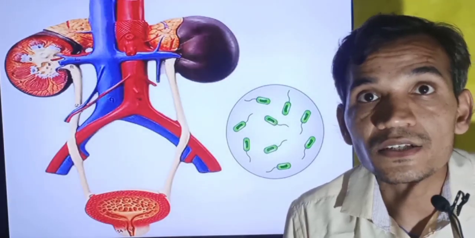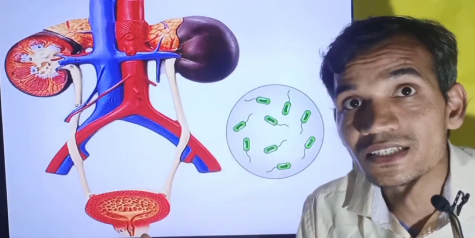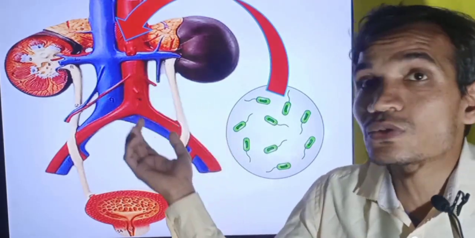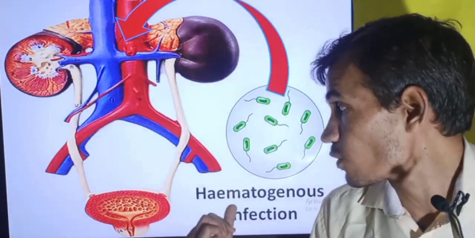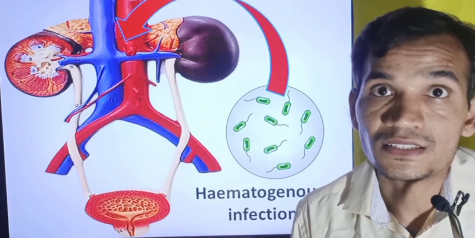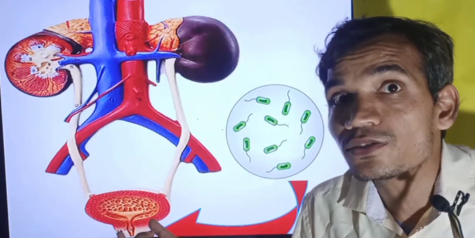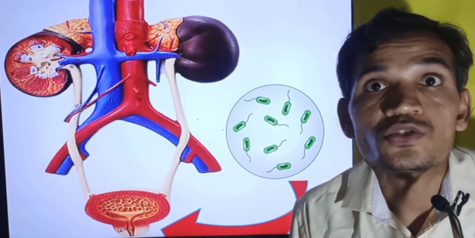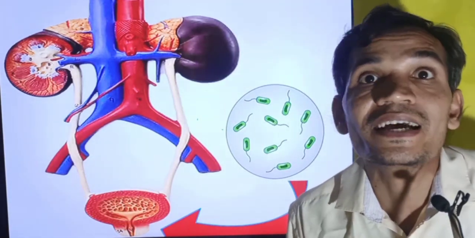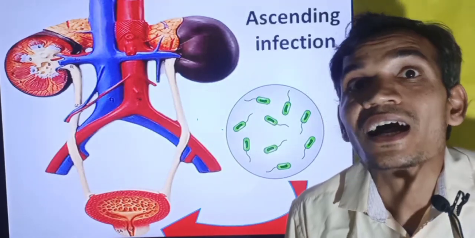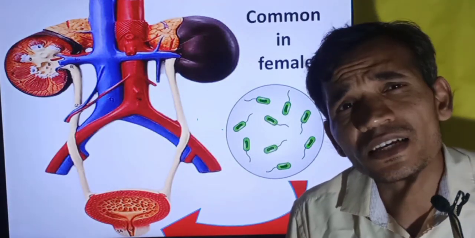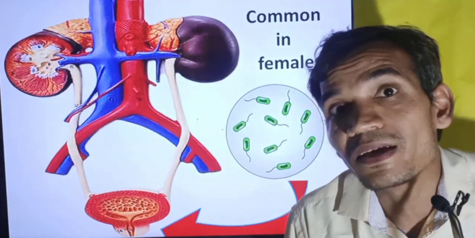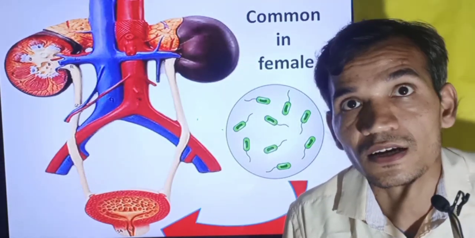To infect the urinary tract, a pathogen has to enter inside it. One way of entry is through the blood, which is called hematogenous infection. The second way is by infecting the urethra and then moving up to cover the whole urinary tract. To move up we use the word ascend, and such an infection is called ascending infection. Ascending infection is more common in females than males because females have a shorter urethra.